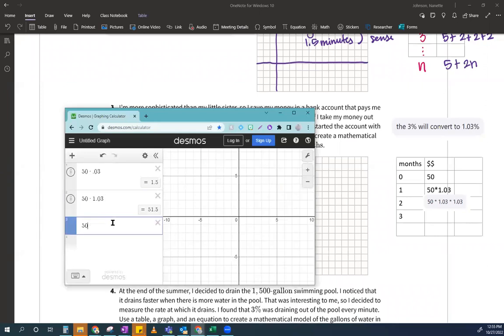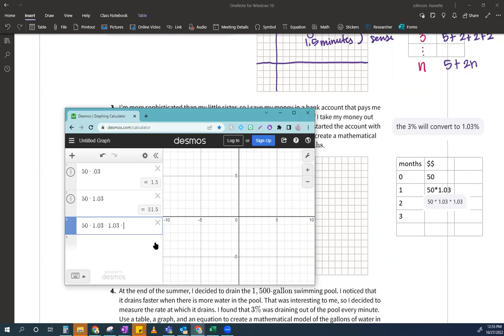It's 50 times 1.03 times 1.03 times 1.03. And then I would tell you guys, oh my gosh, is there a better way for me to write this instead of multiplying all those 1.03s? Oh, it's so long. It takes forever, right?